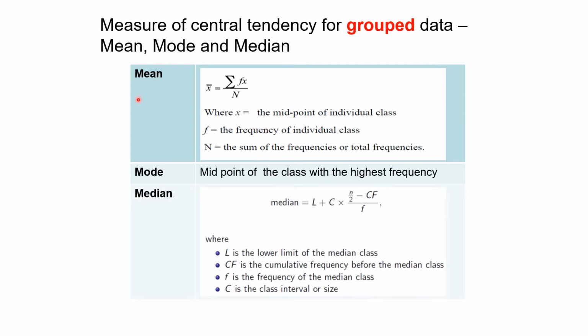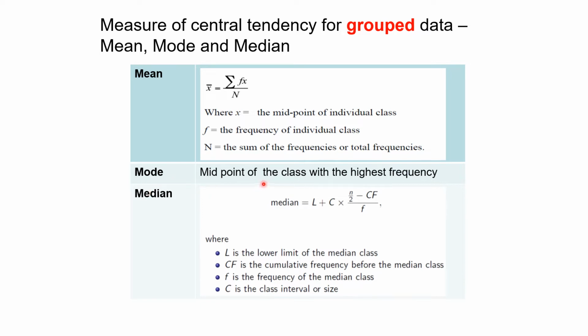So the average of grouped data is simply the sum of frequency multiplied by x. X here is the midpoint of each individual class, if it exists. And f is basically the frequency of each individual class. Later we will look at an example which you can relate to the definition, and n is obviously the sum of the frequencies.